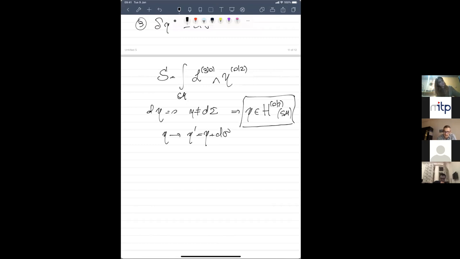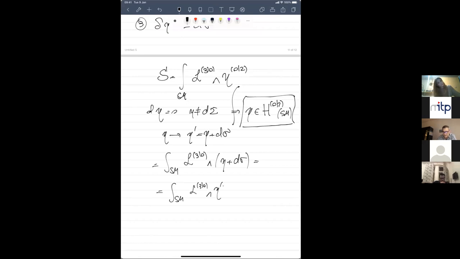If I change the representative, let's see what happens in the action. I have the integral on the supermanifold of the Lagrangian, L3|0 wedge (eta plus d sigma). Now d sigma doesn't change the action, because if I do integration by parts, let's suppose that we don't have any boundary terms.